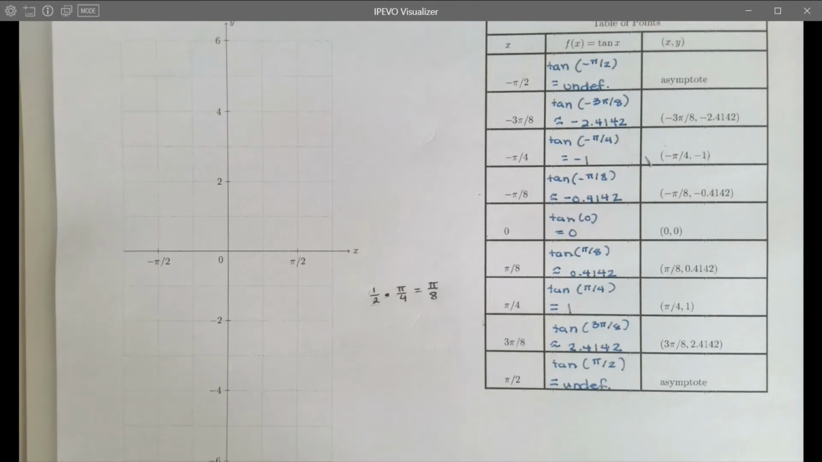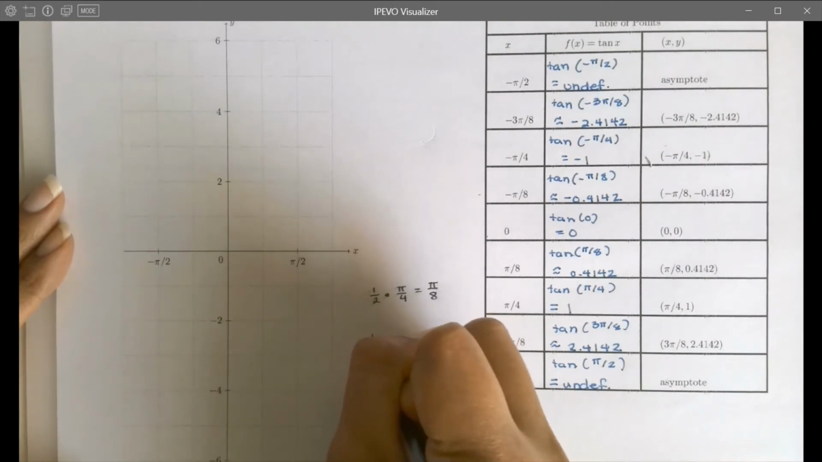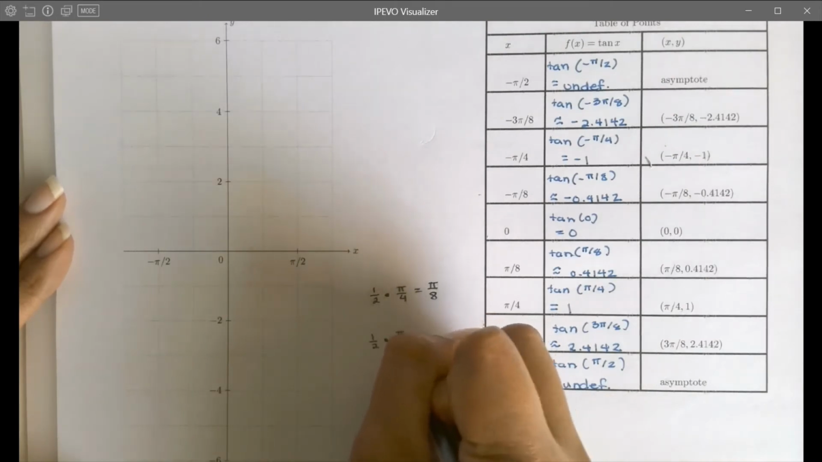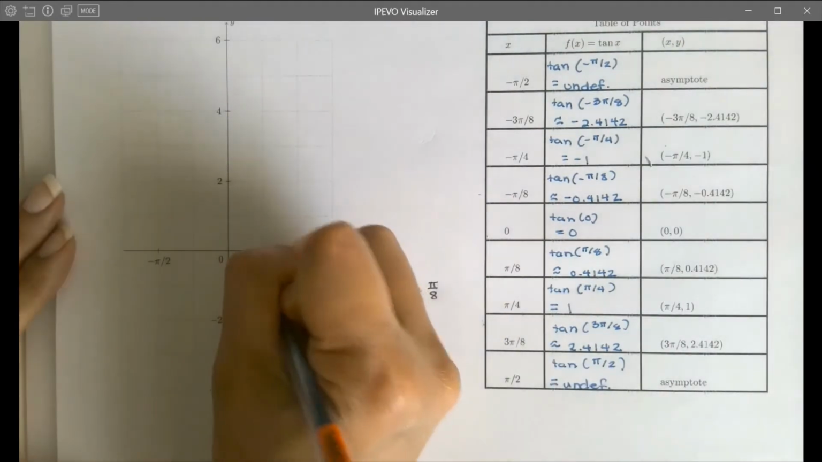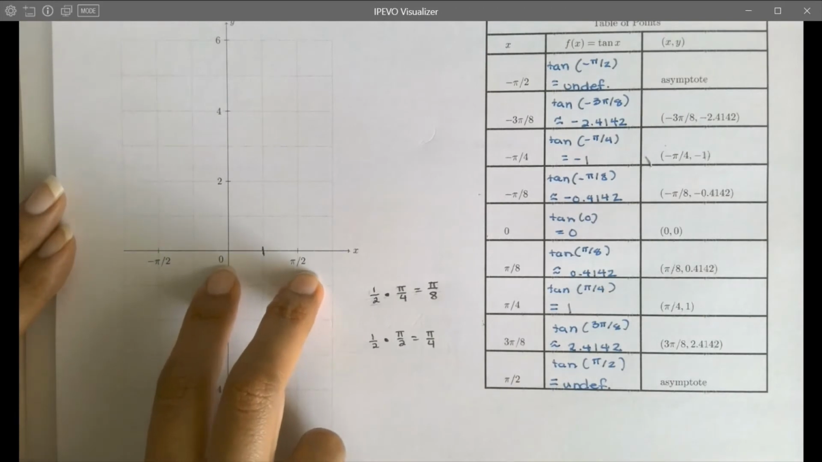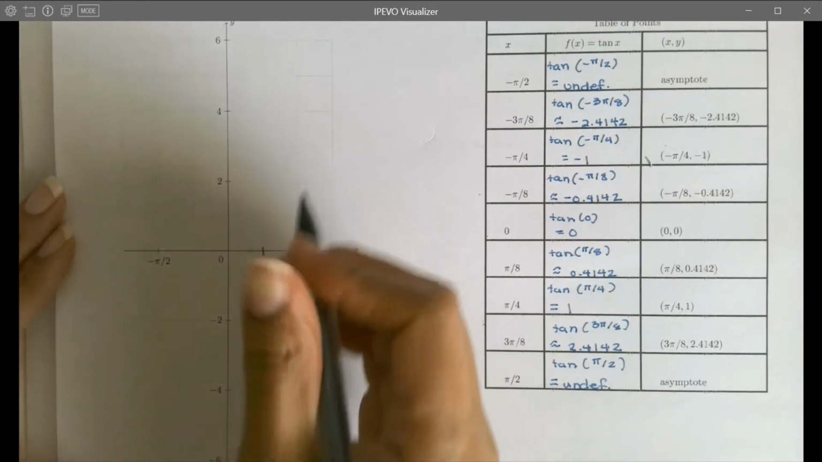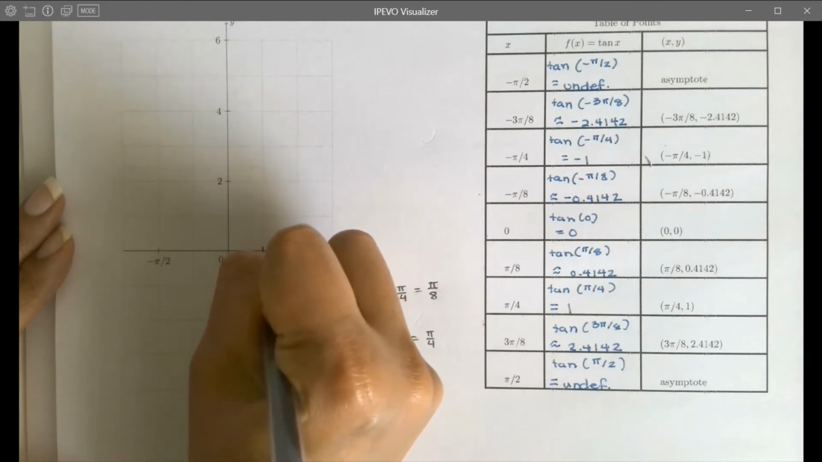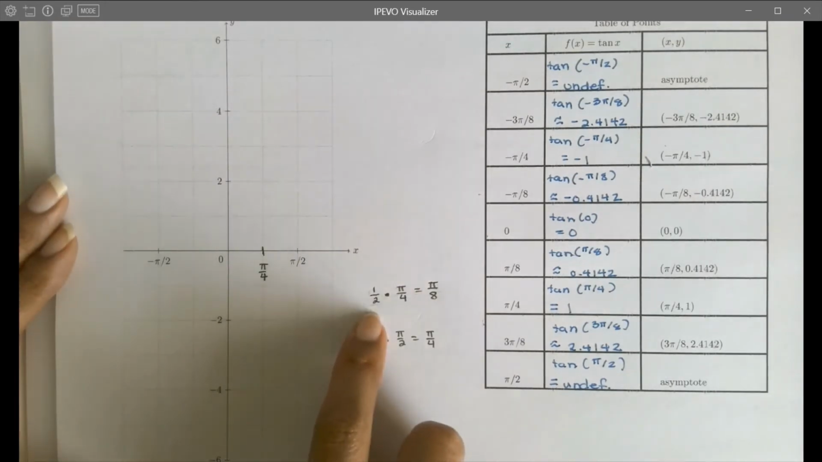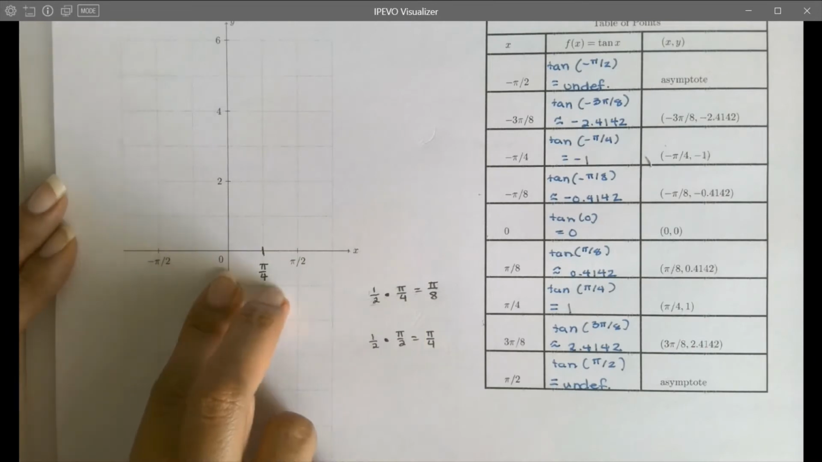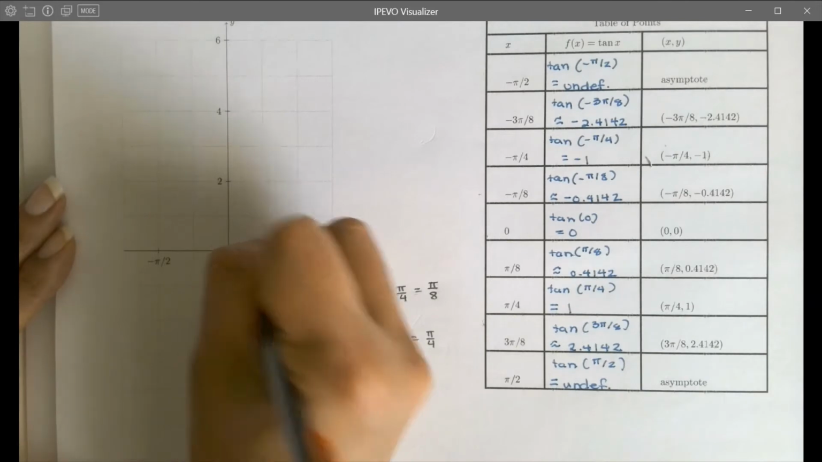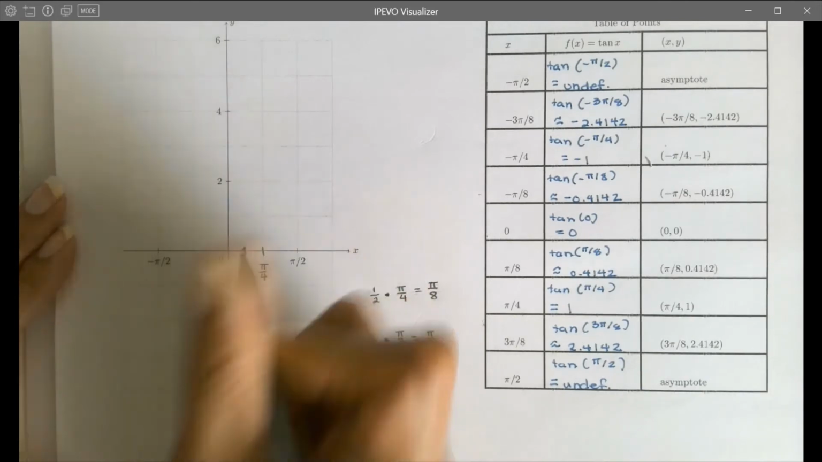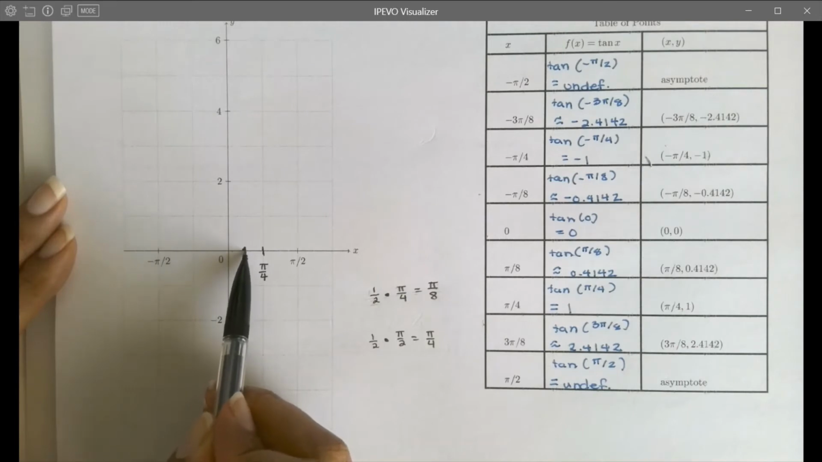So where is pi over 4? Well, pi over 4 is half of pi over 2. So if I take half of pi over 2, that is pi over 4. This would be halfway between 0 and pi over 2. And half of pi over 4, so halfway between 0 and pi over 4, that's pi over 8. So this is right in the middle.